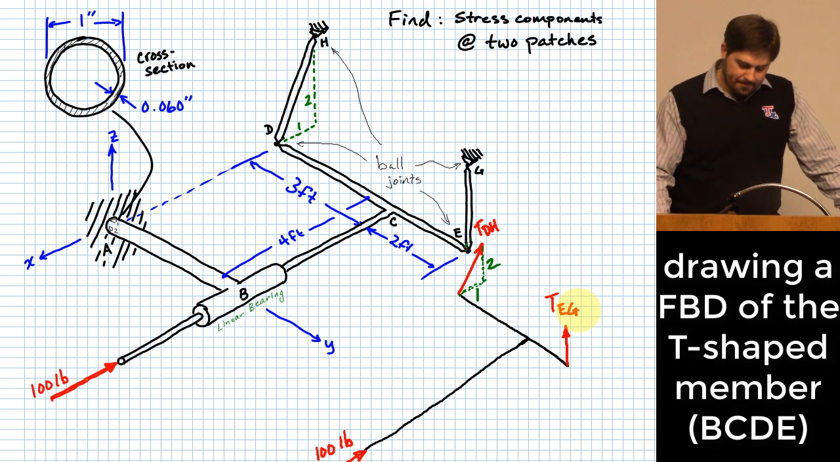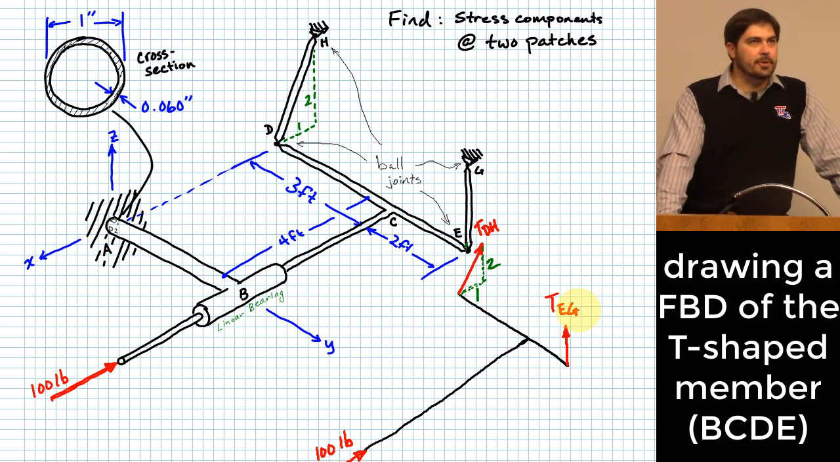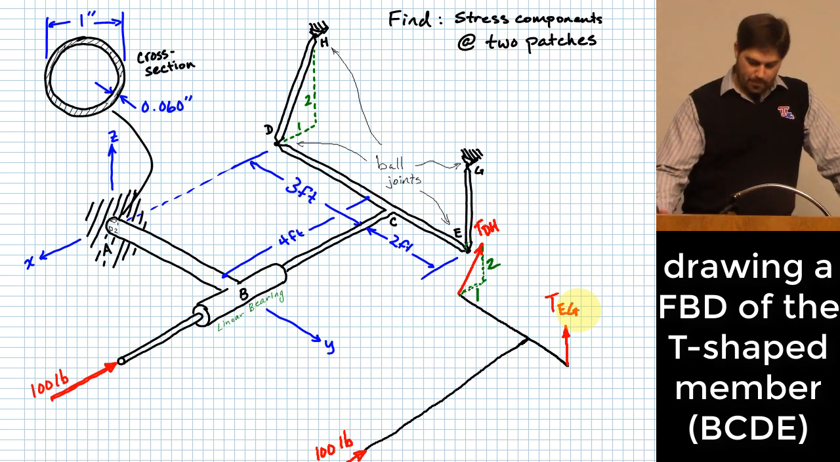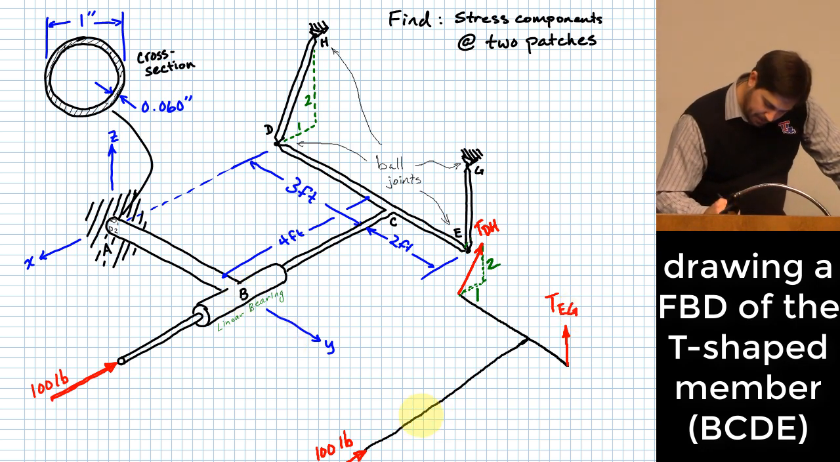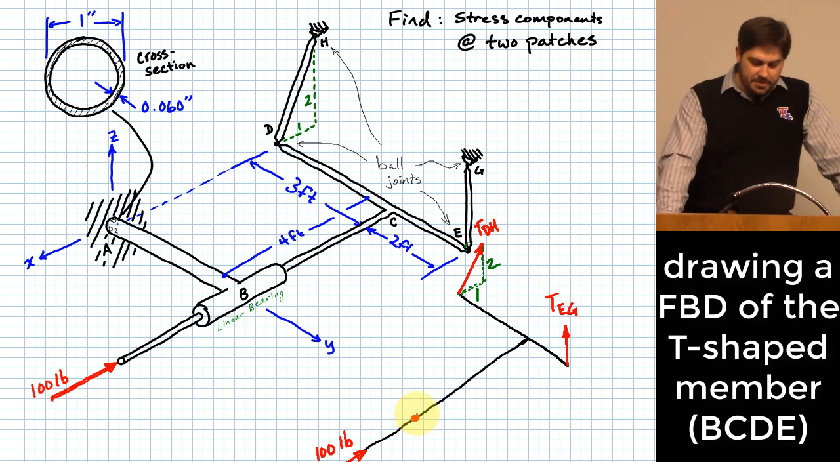All right. What else on my free body diagram? I'm going to have some reactions at point B. So let me put that right here. I'll draw point B. What kind of reactions do I expect to happen for a linear bearing like this?